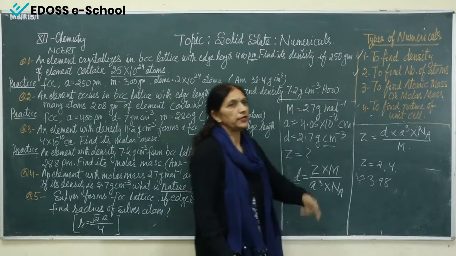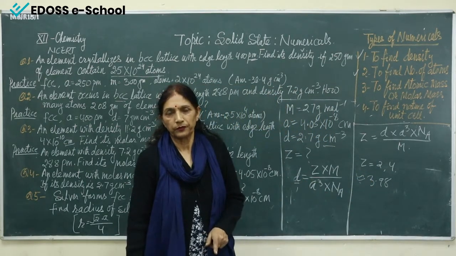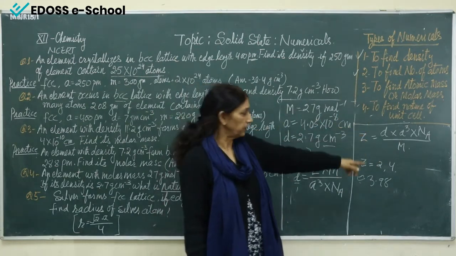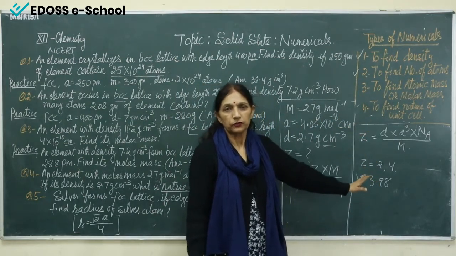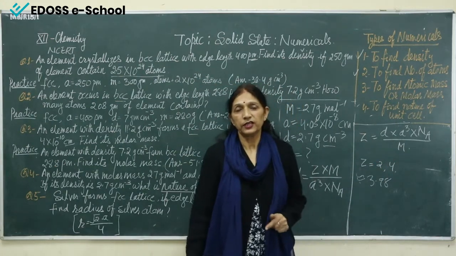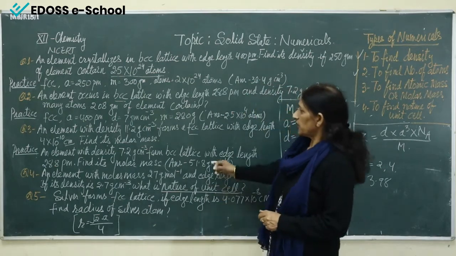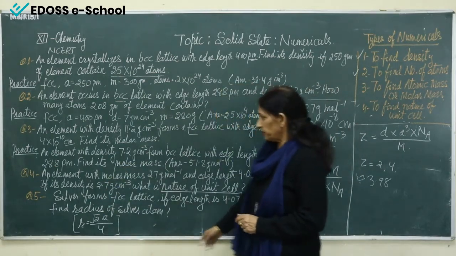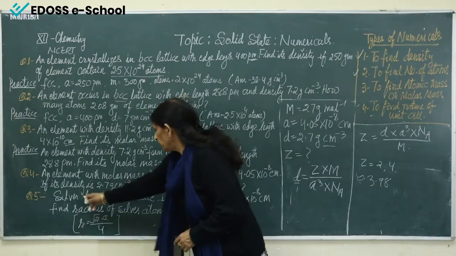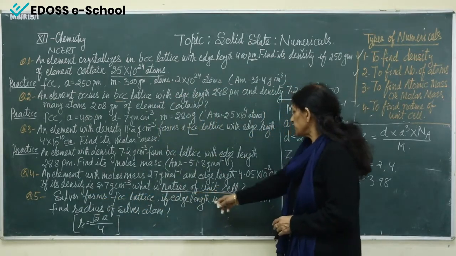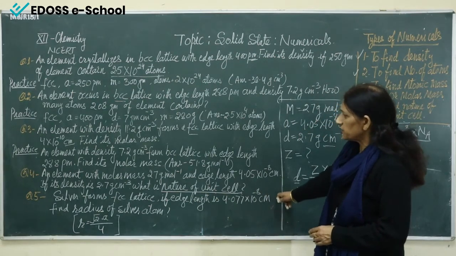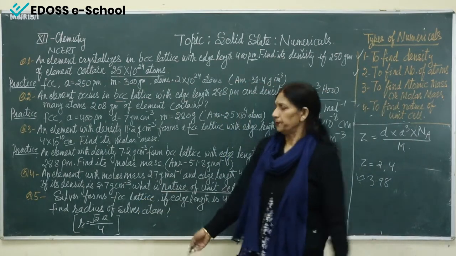So 3.98 can be taken as 4. Similarly, 1.94 or 1.97, 1.98 can be taken as 2. So it is not necessary that you will get exactly 4 in the answer. Okay, so this is the 4th type of question. One more type I have given you, that this is also very easy. Silver forms FCC lattice, if edge length is 4.077 into 10 raised to power minus 8 centimeter, find radius of the silver atom.